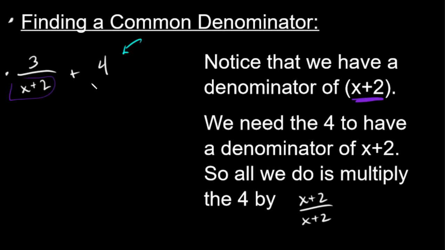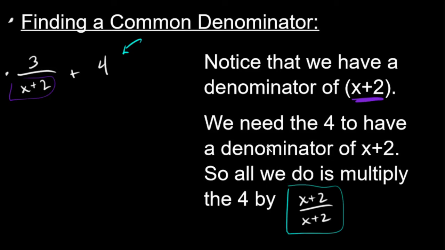What we are allowed to do instead is multiply by a form of 1. Because 4 times 1 is still 4. It doesn't actually change the problem, which is the key component here. If you change the problem, then you're not working the problem anymore. You're working a different problem. So you have to do something that doesn't change the problem, but changes how it looks. So what we're going to do is multiply by a form of 1 that will make it have x plus 2 in the denominator. And we multiply by x plus 2 over x plus 2.